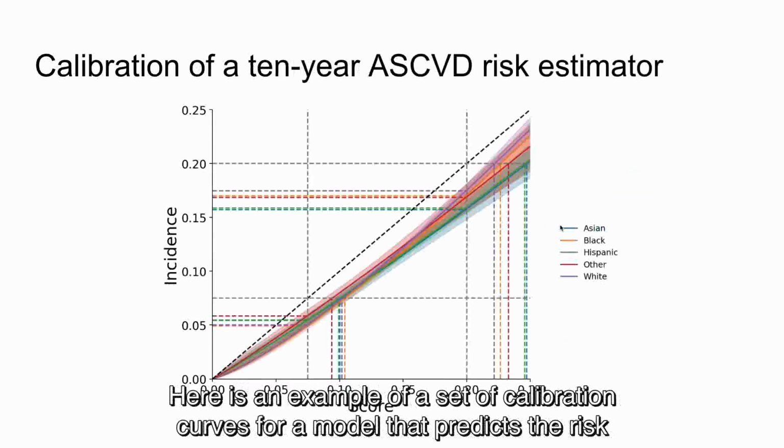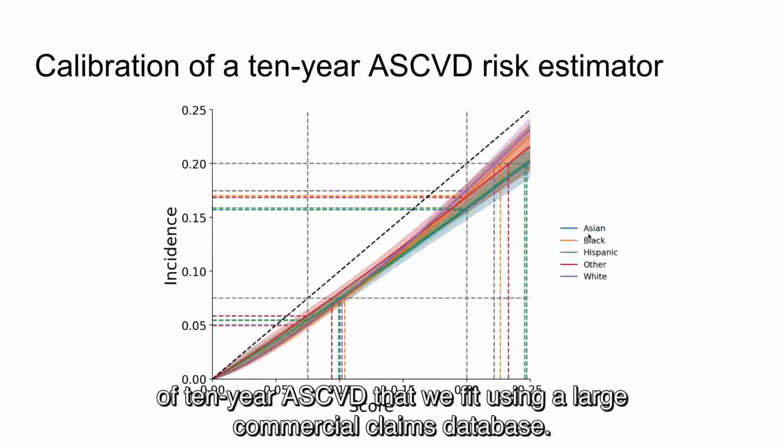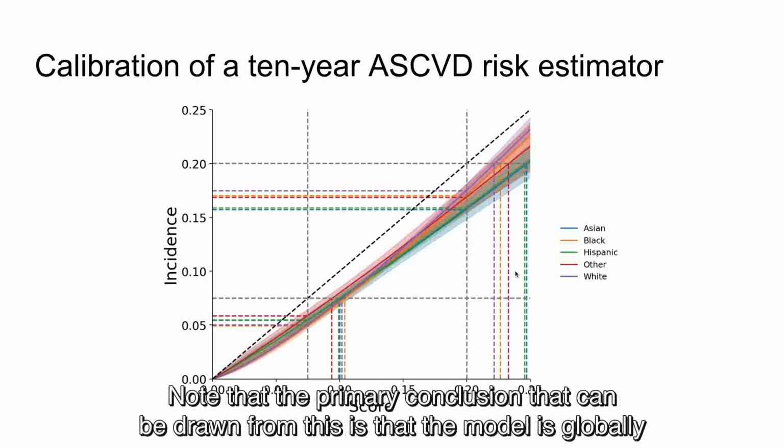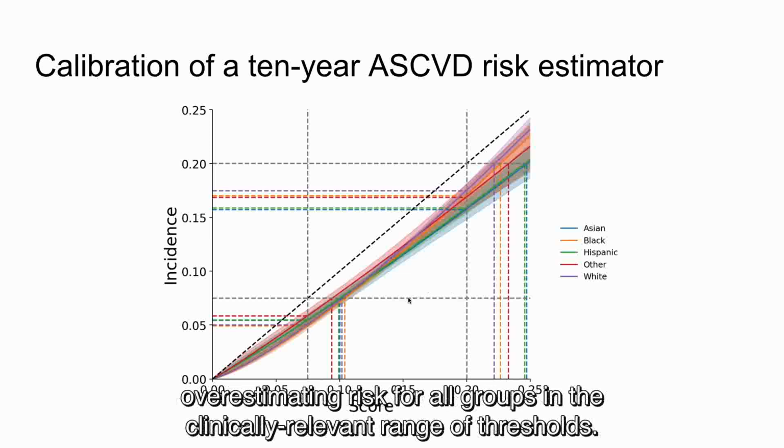So here is an example of a set of calibration curves for a model to predict the risk of 10-year ASCVD that we fit using a large commercial claims database. Here there's one curve for each racial and ethnic subgroup under consideration. Note that the primary conclusion that can be drawn from this is that the model is globally overestimating risk for all groups in the clinically relevant range of thresholds.